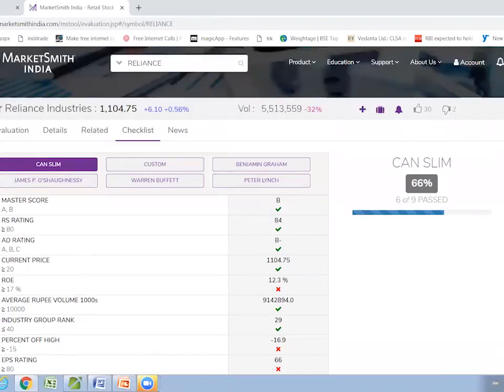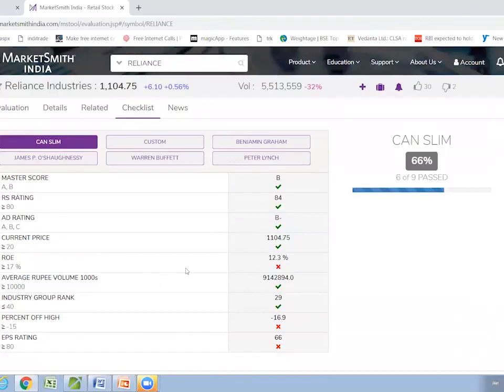So what all things is it not passing, let's see. ROE is greater than 17%. I told you you can go down to 13% over here, so it's okay. Percentage of high is how much percent the stock is below its all-time highs. In this case, percentage of high should be greater than or equal to minus 15. Should not be more than 15%. So it is currently 17% below its all-time highs. And EPS rating, that's our proprietary rating. We want the earnings per share rating to be above 80, it is 66. So these three things are something which you need to look further into.